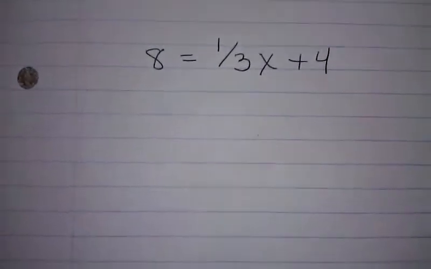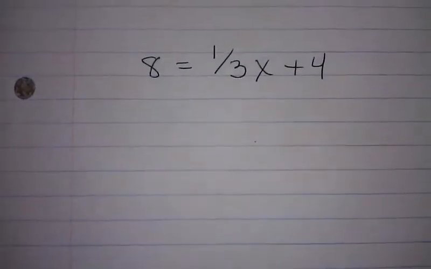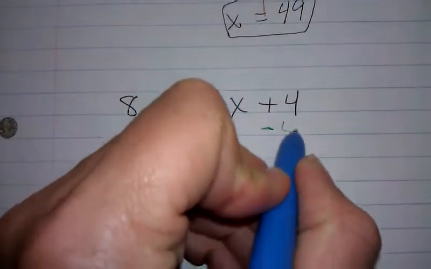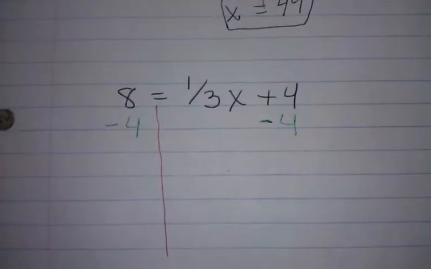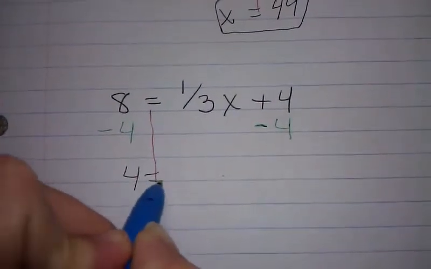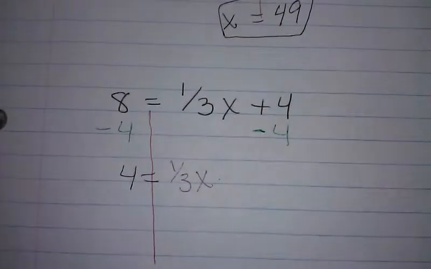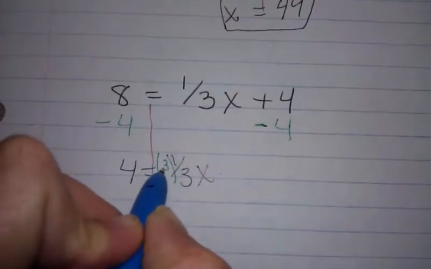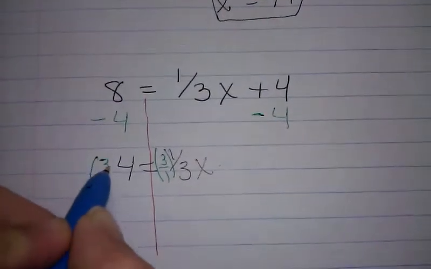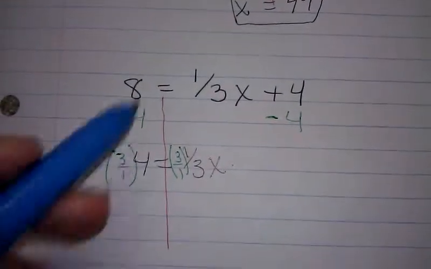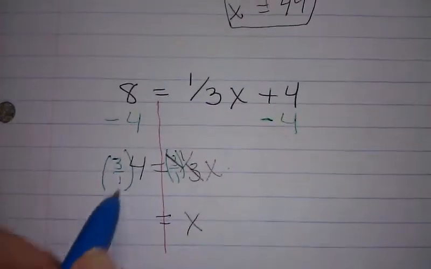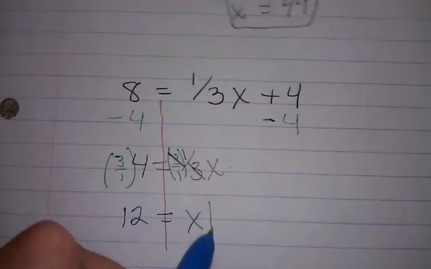The next one and the last one for this video. Pause the video, come back and see how you did. Draw my dotted line. I'm going to subtract 4 from each side. 4 minus 8 is 4 equals 1/3 x. Well, 1/3 times x. So I'm going to multiply each side by 3. So I'm going to put it as 3 over 1. 3 crosses out a 3. So over here I get x. 4 times 3 is 12. And there's your answer.